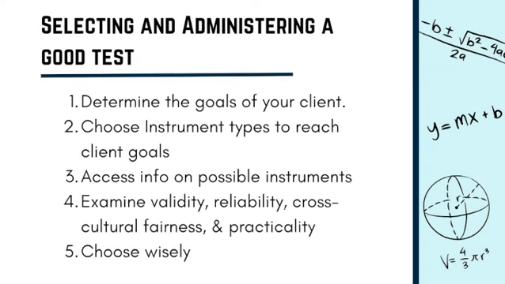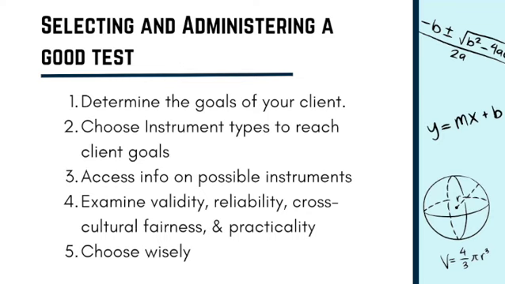When you are selecting and administering a test, even if you are not in a school but in a clinical mental health setting, these are things you are going to want to do. First, determine the goals of the client. Where are they at? Let's say they're depressed or anxious, and you want to measure that to see where they are now so you can look at that over time. So choose an instrument that reaches the client's goals. Look for an instrument for depression or anxiety or any other problem that you're concerned about. Access information on possible instruments, examine their validity, reliability, and cross-cultural fairness, and whether it is practical.